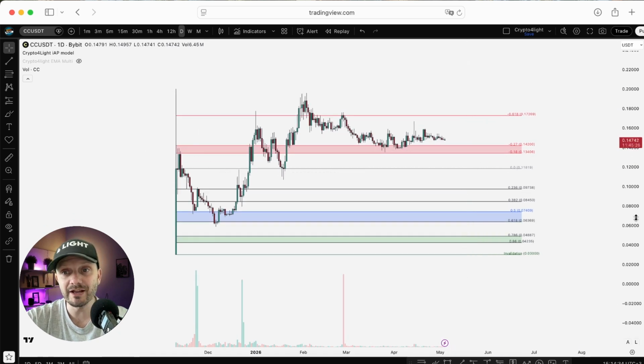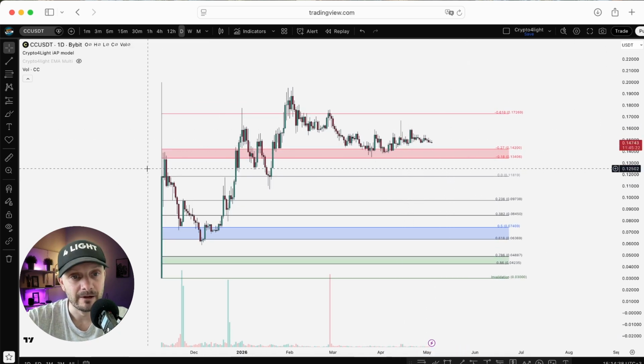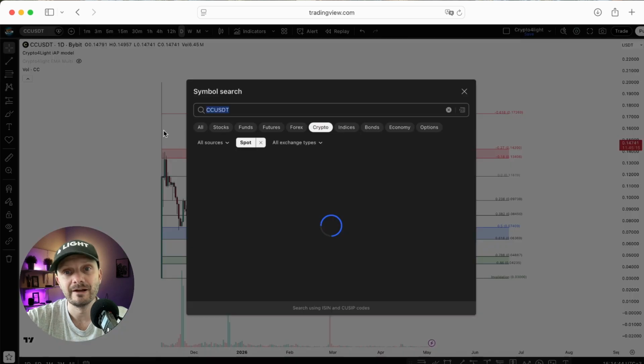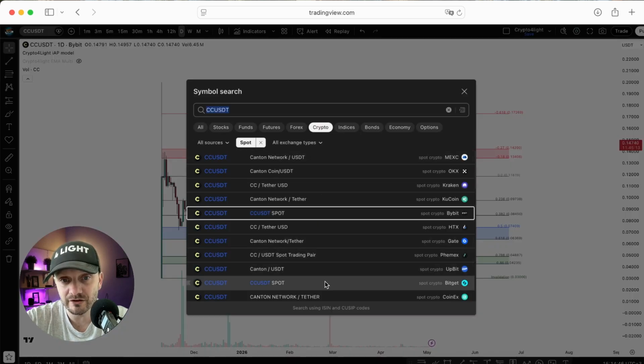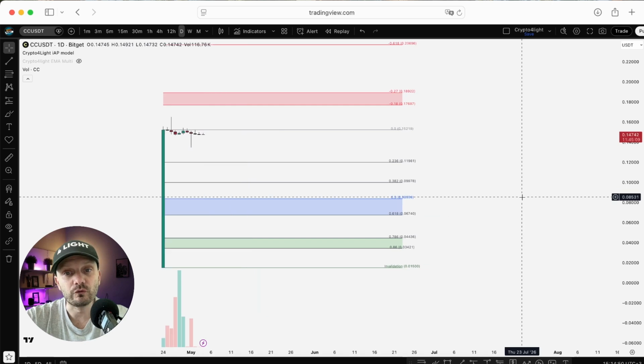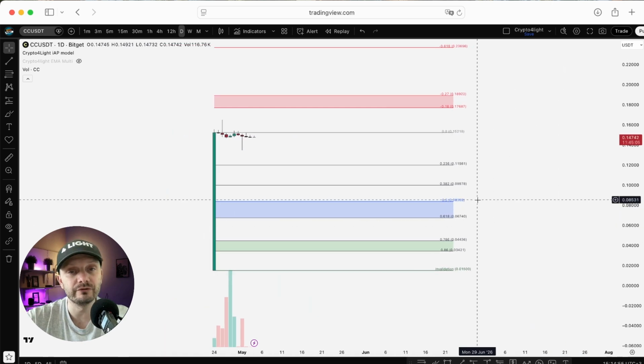So guys, we consolidate around the 27 level. By the way, take a look. This listing was November 10th, 2025 at 3 cents. Now the Canton network is listed on other exchanges like BitGet, and you can see the difference. Of course, I don't think the Canton network will drop to the zone of interest now on BitGet.